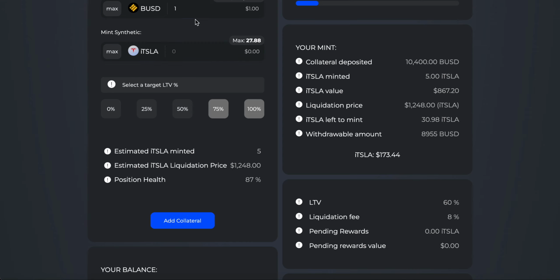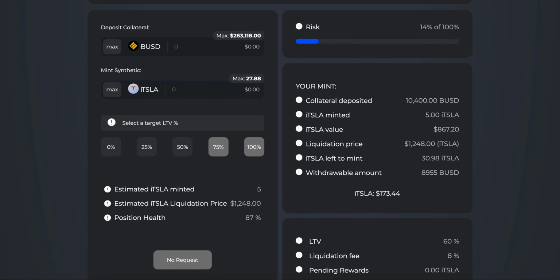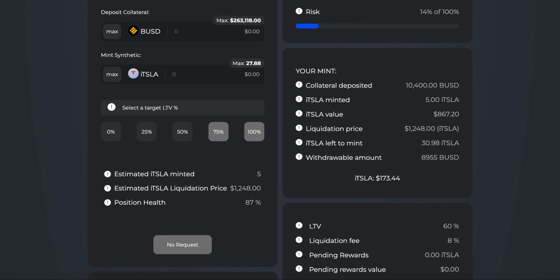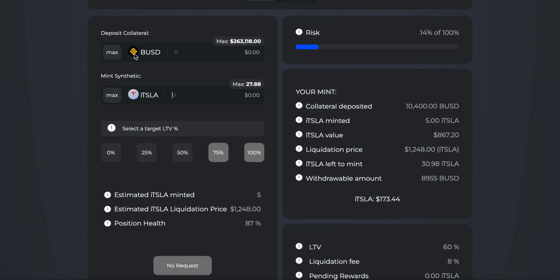I can first just deposit, or I can just mint. It is probably better to do it together because one transaction is cheaper. The contract will always deposit first and then mint, so you're not going to get into trouble during this action.